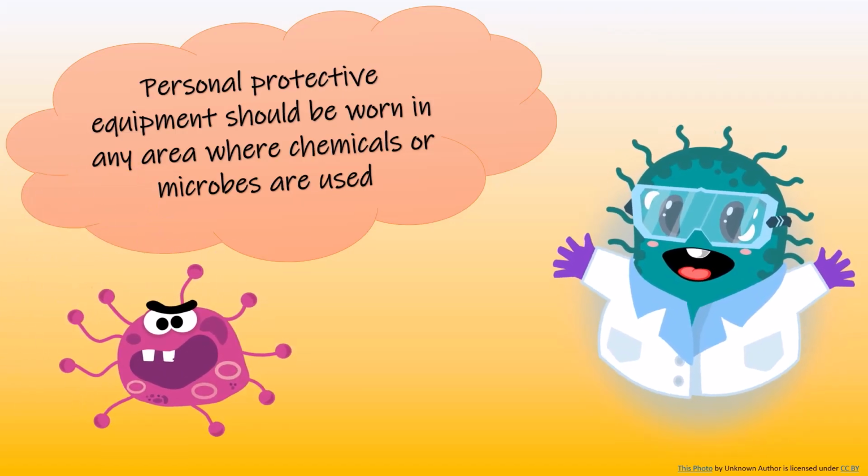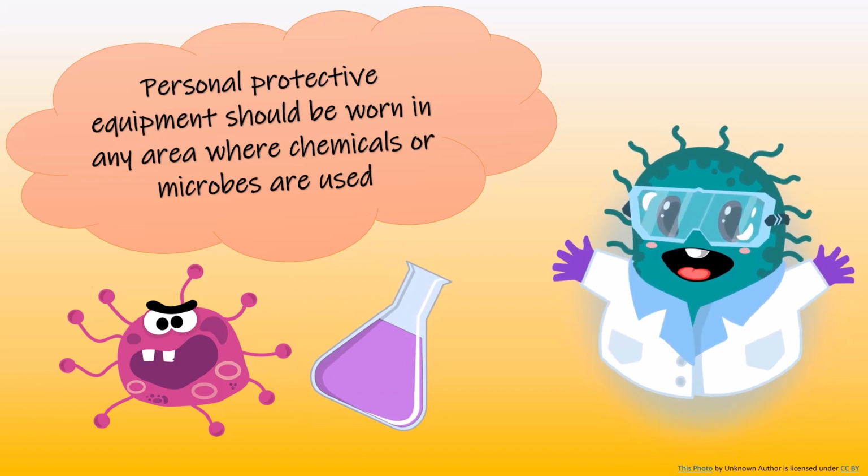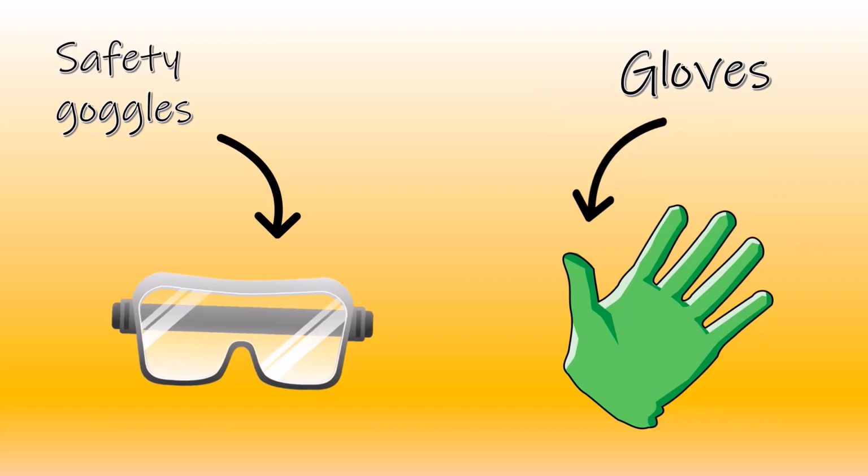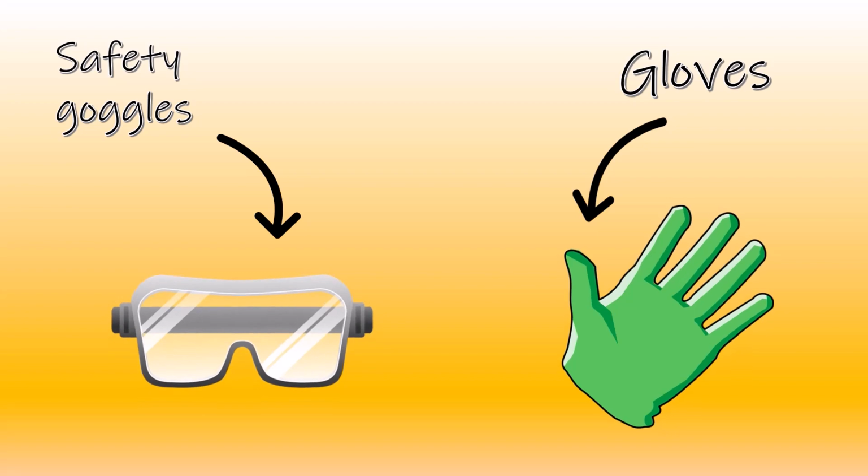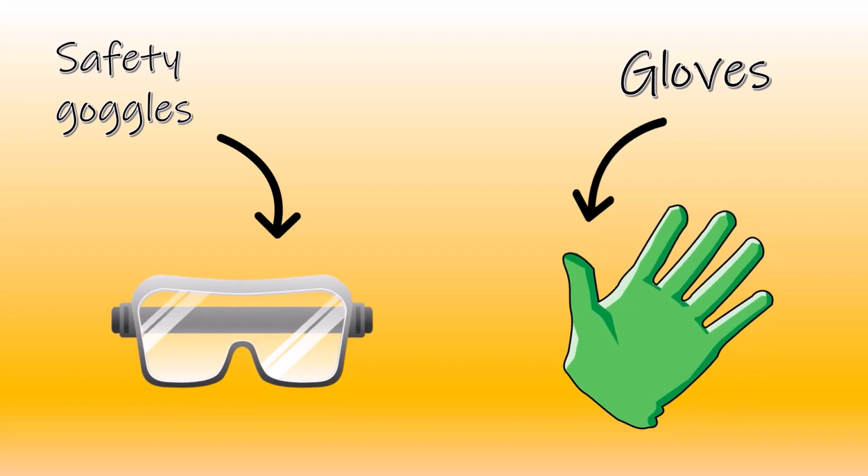Next, personal protective equipment should be worn in any area where chemicals or microbes are used. Examples of personal protective equipment that should be worn in the lab are safety goggles and gloves. Safety goggles can reduce the risk of injury to our eyes, while gloves can protect our hands from infection or irritation by chemicals.